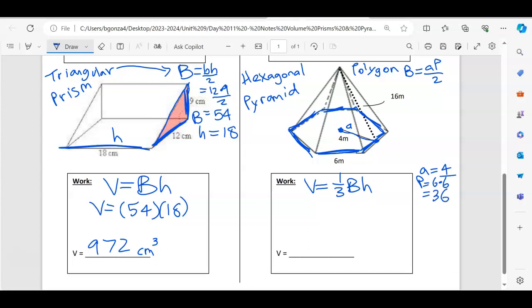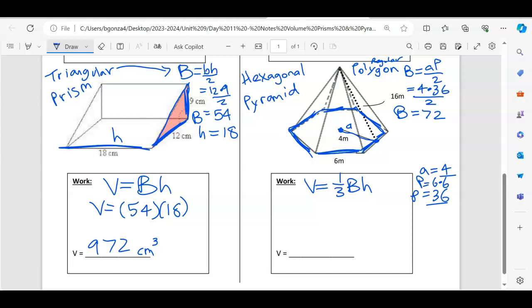Okay, so here's the deal. I know A is 4. I know P is 36. So to get big B, I'm going to do A, which is 4, times P, which is 36, divided by 2. And that's going to give me 72 if you plug it in your calculator. The little apothem times the perimeter divided by 2 is area of a polygon, a regular polygon. Okay? Regular polygon.